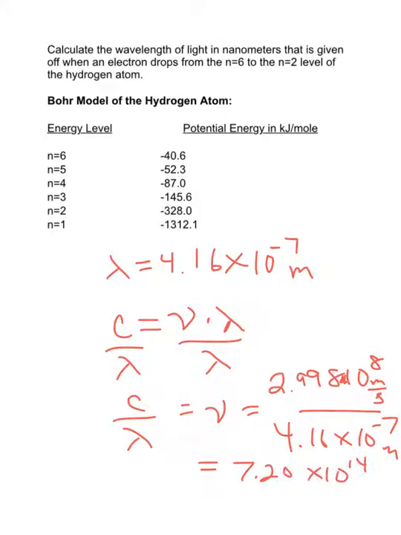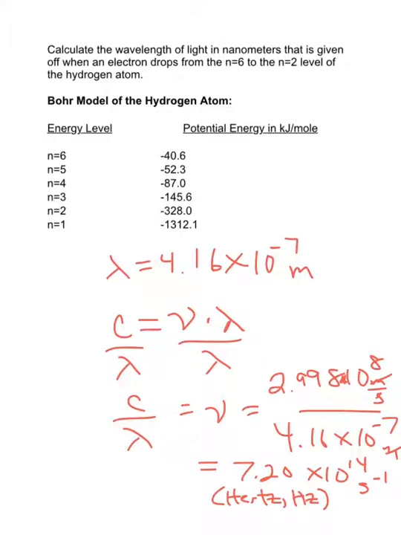And notice your meters cancel out, so you have seconds in the denominator, so that's seconds to the negative 1. Our name for that is hertz, so I could say it was 7.20 times 10 to the 14th seconds to the negative 1, or hertz, which is H-E-R-T-Z, or Hz. Could also call it cycles per second or wavelengths per second.